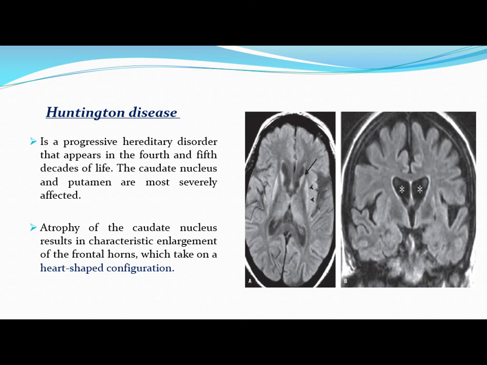Huntington disease is a progressive hereditary disorder that appears in the fourth and fifth decades of life. The caudate nucleus and putamen are most severely affected. Atrophy of the caudate nucleus results in the characteristic enlargement of the frontal horns, which take on a heart-shaped configuration.